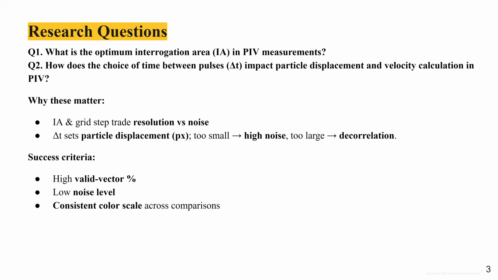I asked two questions. First, what is the optimum interrogation area in PIV measurement? Second, how does the choice of time between pulses impact particle displacement and velocity calculation in PIV? These choices change the outcome. Interrogation area and grid step set the balance between resolution and noise. Time between pulses, if it is too small, it raises noise, and if it is too large, it causes decorrelation. For success, I look for a high valid vector percentage, a low noise level, and a consistent color scale across comparisons.